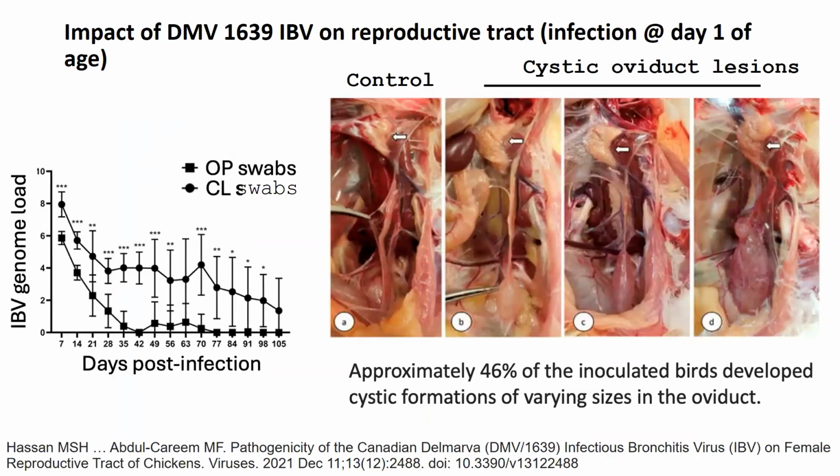So what will happen if we infect the birds at the age of 1 day or between 1 and 14 days? It can induce a cystic oviduct lesion.